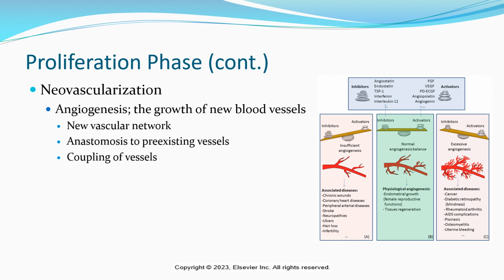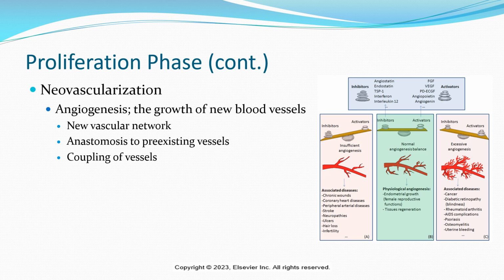So basically what's happening is that we start to see these new vascular networks forming. We have these tiny blood vessels sprouting from pre-existing ones, creating a new network essentially. This term anastomosis is the formation of new vessels and essentially connecting to existing ones to ensure efficient blood flow to the area. And then we get coupling of those vessels. So the new and old vessels integrate, they stabilize blood flow and promote healing of those tissues.